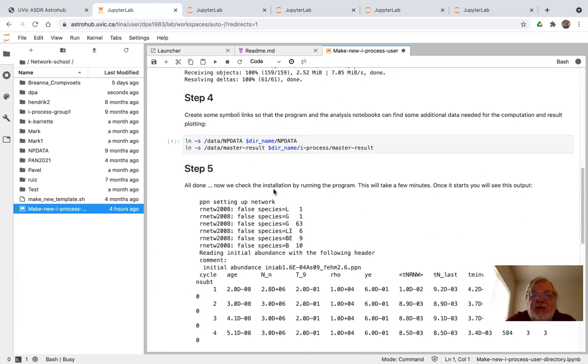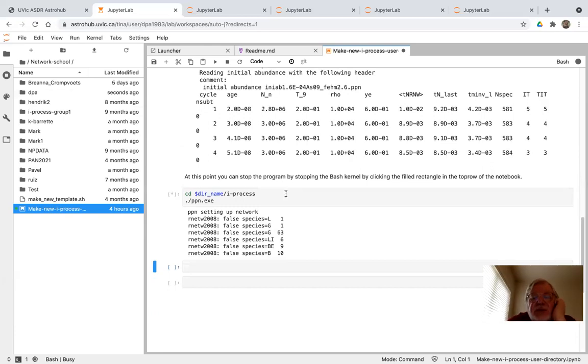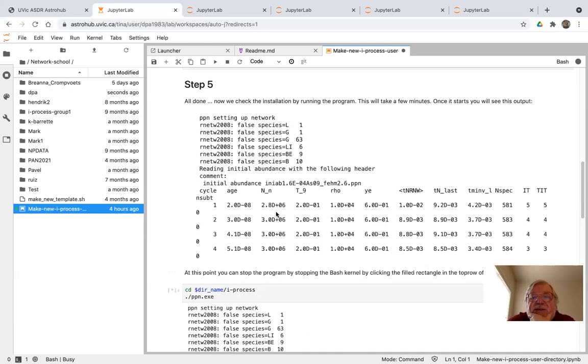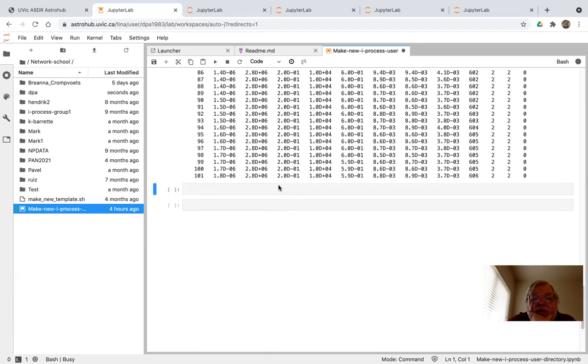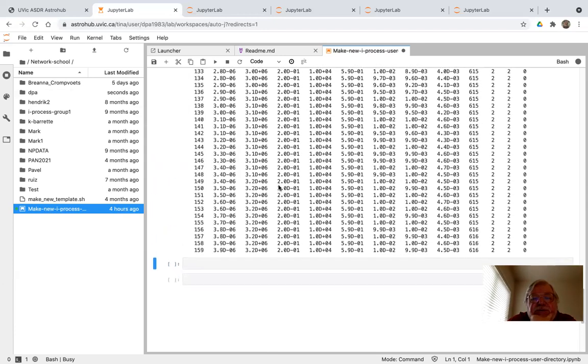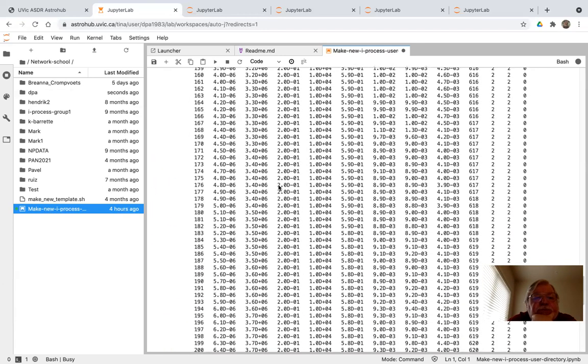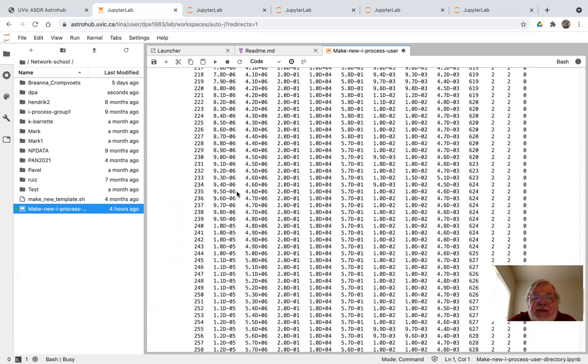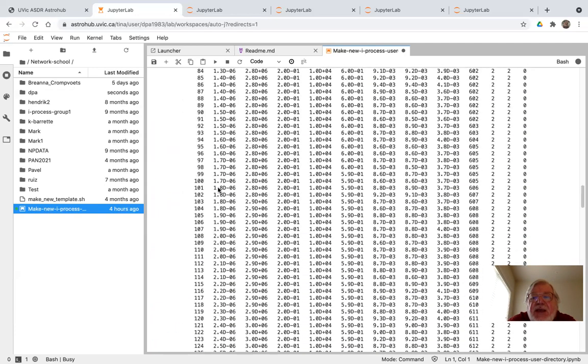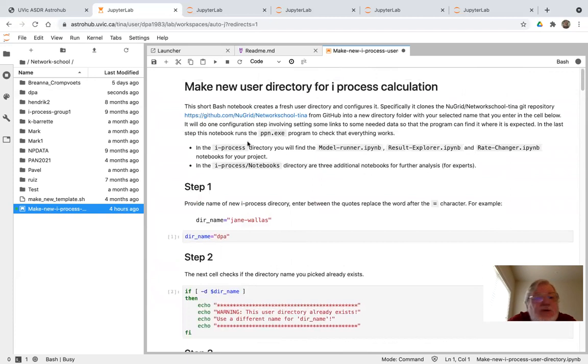It should produce something like this. Just check that it works. Yeah, you see, it produces something like this. Okay. You can wait, but you don't have to wait. Everything seems to be working. So therefore, I'm going to abandon this notebook.